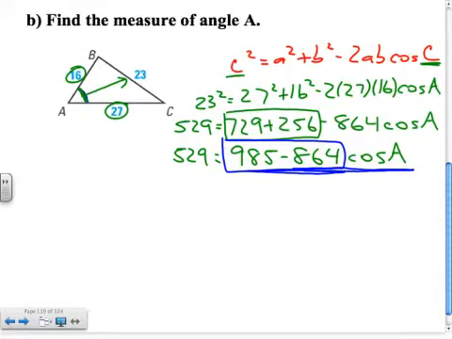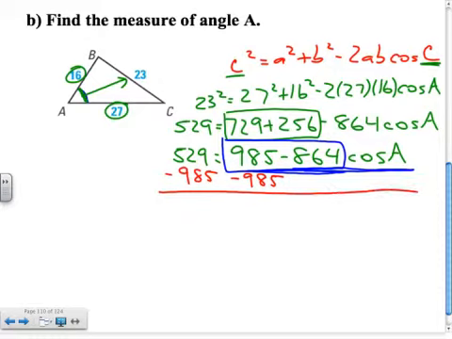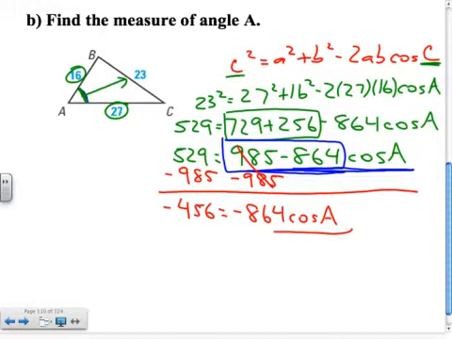So I got to drag everything to one side. So the first thing I'm going to do is subtract this 985 from both sides. So where am I left at here? On the left-hand side, I have 529 minus 985, and that's negative 456, equals, and so these are gone, so I have negative 864 cos A. I got to get cos A all by itself, so I got to divide by the negative 864 on both sides.